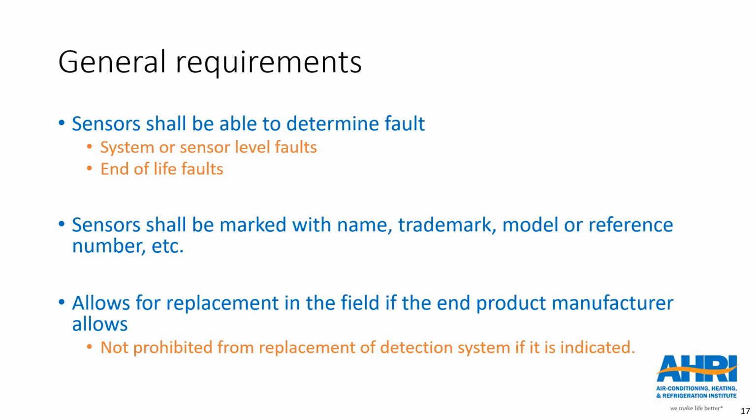There's a requirement that the sensor be marked with the name, trademark, or model or reference number so that it can be replaced in the field. The standard allows for replacement in the field if the end product manufacturer allows it. Note that it could be a situation where the end product manufacturer requires a replacement of the entire detection system, not only just the refrigerant sensor. Now, if there's a requirement that it's just the sensor, it is important to note that the sensor replacement would need to be the same as the existing one on the device.